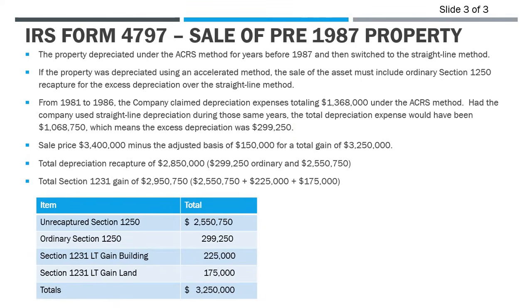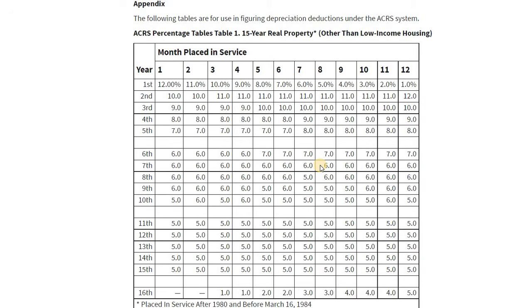So the excess was 299,250. If we go look at the table really quick, so you can see how the depreciation was computed in those years. This is the ACRS percentage table for 15-year property. So the way this table worked is you figured out what month did you place the property in service during your tax year. So month one would be January, right, for calendar year taxpayers, January, February, March, so on. So our property was placed into service in October, so the 10th month of the year. So the first year depreciation was this 3%.